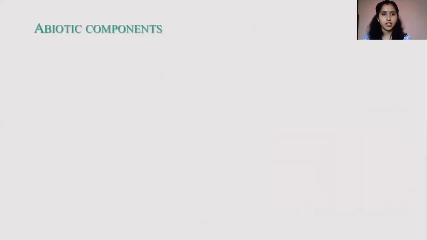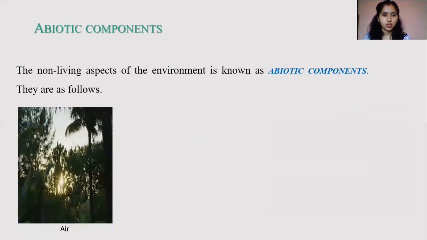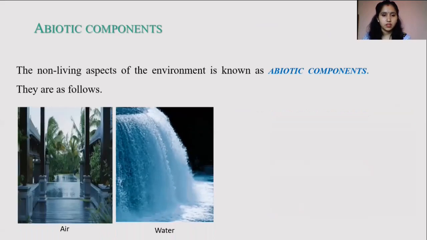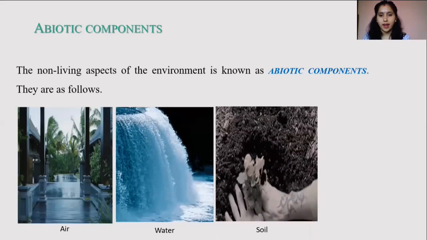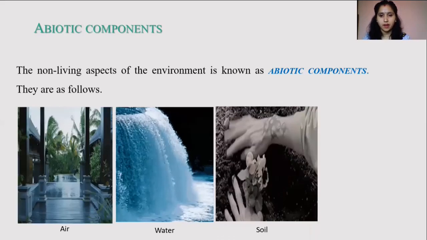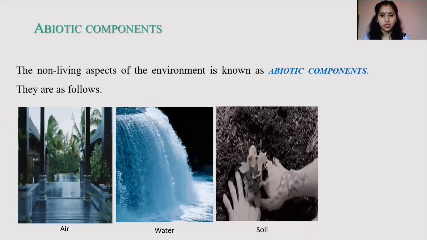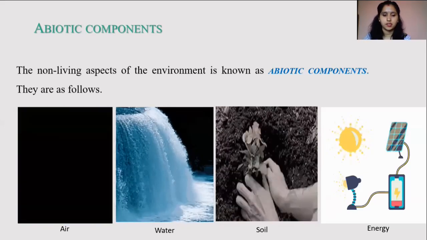Let us start with abiotic components. The non-living aspects of the environment are known as abiotic components. They are as follows. You can see here air, because of air, branches of plants are moving. And similarly, water is flowing down here. This is an abiotic component, that is non-living component of environment. And land, yes, this is also soil. People are planting plants there, but the land, it is what? Abiotic component of the environment. And you can see here solar energy, this is also an abiotic component.